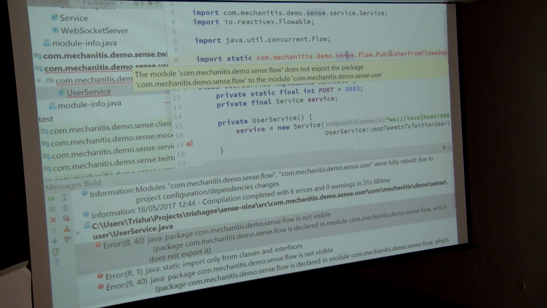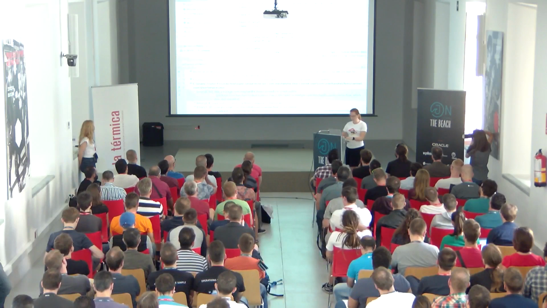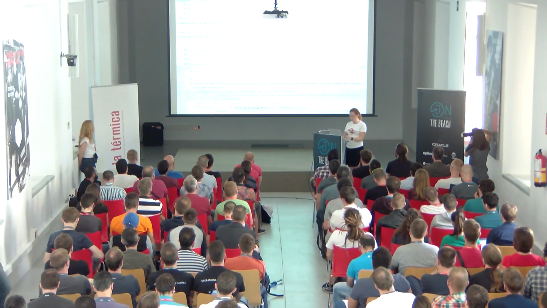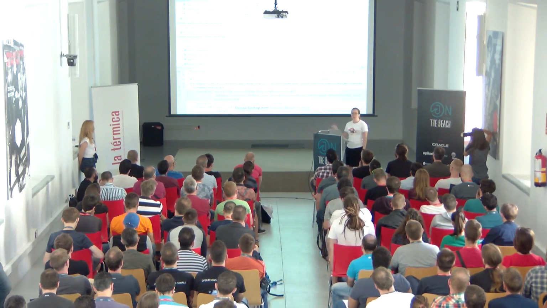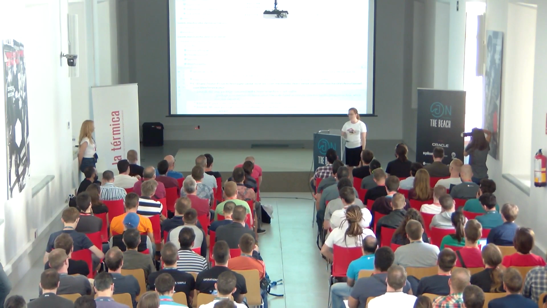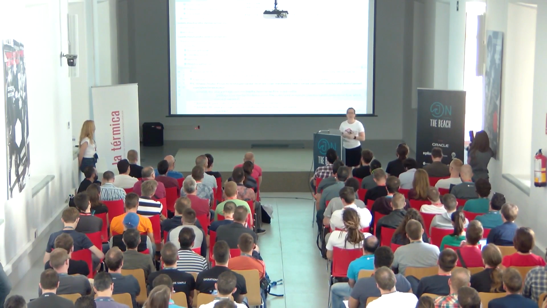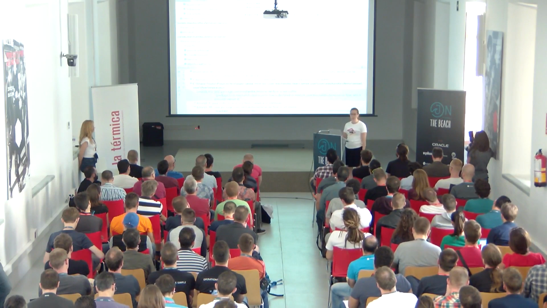And now it says the module flow does not export the package. So what I need to do is, in my flow module that I just created, if I want to use anything from the flow module, I need to tell it which packages I'm exporting. And now other modules that depend upon this flow module can see anything inside the flow package. Of course, the whole point here about hiding away internal APIs is if I had other packages which had implementation details, I don't export them, don't let other people see them.